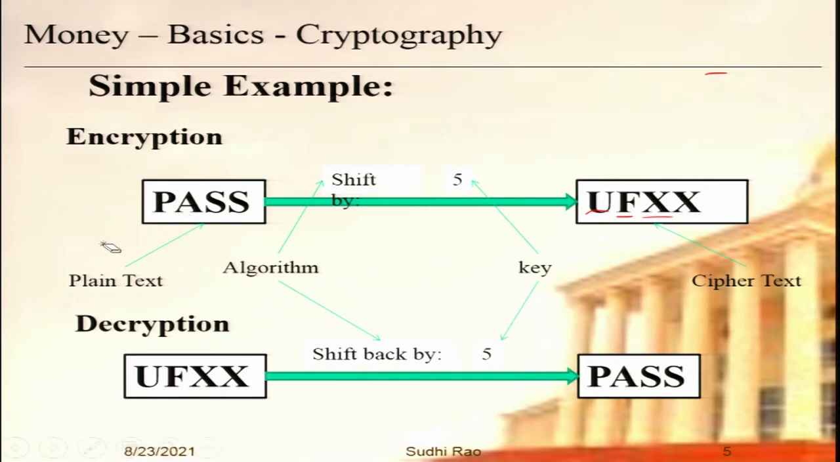Let me go to the next. So let us dive a little deeper. I hope everybody got the idea: plain text, ciphertext, algorithm, key, encryption, decryption. Now, there are many types of encryption. Even though that example was simple, we have gone a long way. We are trying different things for different purposes. One type of encryption is called two-way encryption.